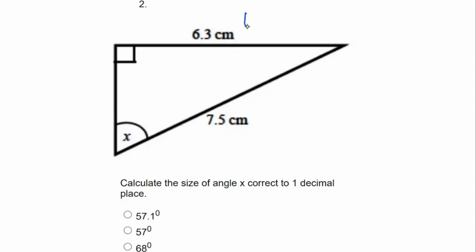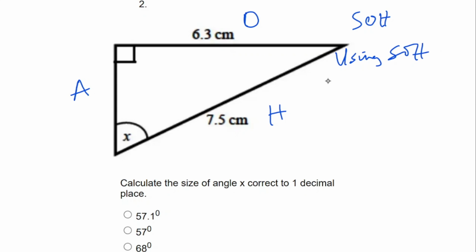This is the opposite, this is the hypotenuse, and this is the adjacent. So what we have here is O and H. That means we're going to be using SOH.